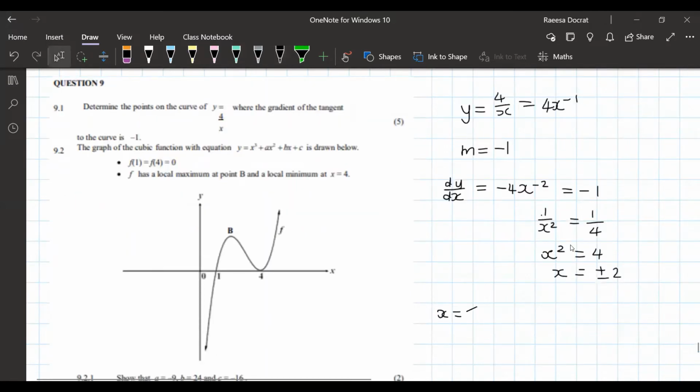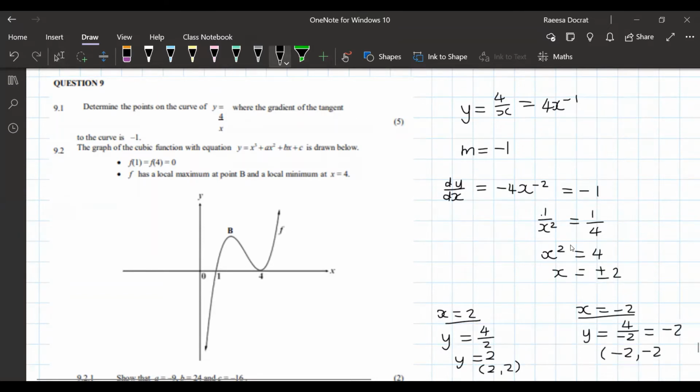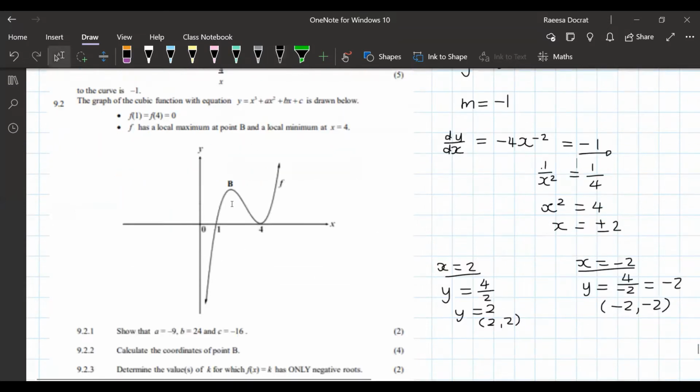We substitute it in. So for x is equal to 2, y is equal to 4 over 2, which is 2. So the one coordinate is (2; 2). For x is equal to -2, the corresponding y coordinate, when we substitute the x, is 4 divided by -2, which is -2. So this coordinate is (-2; -2). So these are the points on the curve where the gradient is equal to -1, which is the same gradient as the tangent. Okay, let us have a look at the next question.